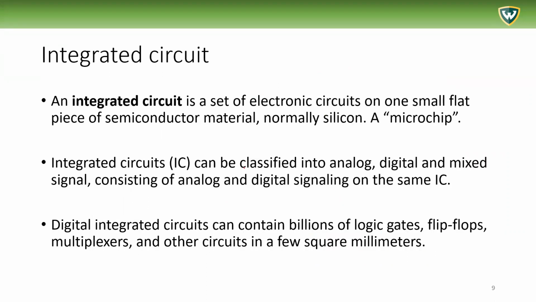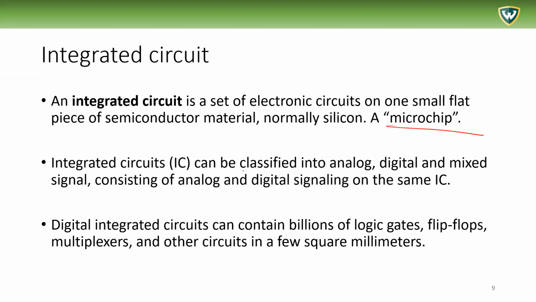Integrated circuit. An integrated circuit is a set of electronic circuits on one small flat piece of semiconductor material, normally silicon, a microchip. So a microchip or microprocessor is a kind of integrated circuit, because it has within itself an entire integrated circuit, as you would see on a circuit board.